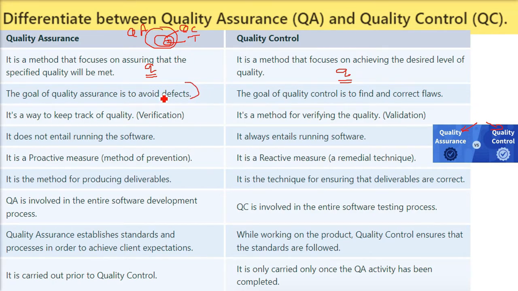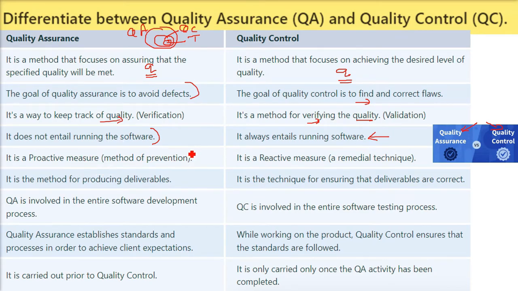In quality assurance, the goal is how to avoid defects. Quality control is to find the errors and to correct them. Quality assurance is a way of keeping track of quality. So it's a kind of verification, you say. So quality assurance is verification, quality control is validation. That is, it's a method of verifying the quality. Until you do certain quality control work like the inspection, how can you ensure? Quality assurance does not involve the product itself. That is, you don't run the product or do the testing. In quality control, you are actually running the software or the product for every kind of test.